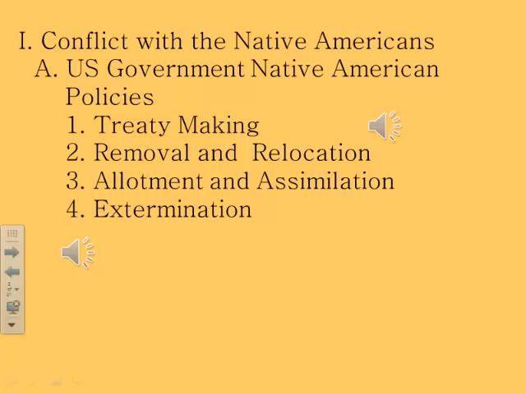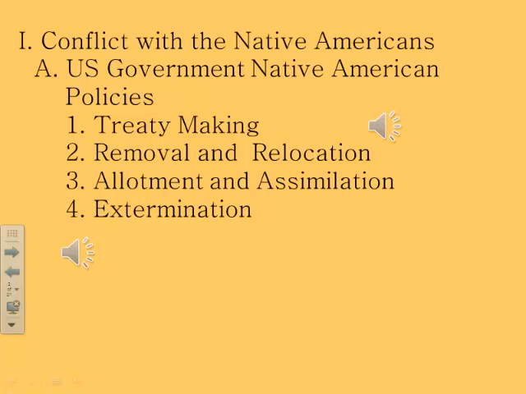The next step was removal and relocation. You go to the Indian Removal Act of 1830, and even before that, Native Americans had been removed, put in different areas. A lot of the time they had signed treaties, but obviously the most well-known incident was the Indian Removal Act of 1830 and the subsequent Trail of Tears.